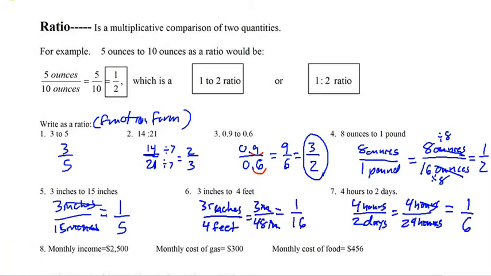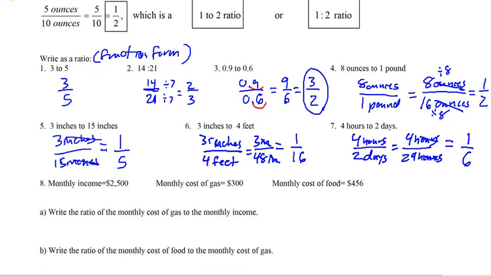Alright, and you should have gotten a 1 to 16 ratio for number 6 and a 1 to 6 ratio for number 7. So for every foot you have 12 inches. So 4 feet is the same as 48 inches, which allows us to then cancel the inches, reduce the fraction to 1 to 16. And then we have 4 hours to 2 days. And by the way, if you notice, each time you write it, you have to put the first number on top, the second number on the bottom. Order really does matter here. So, those are your answers.